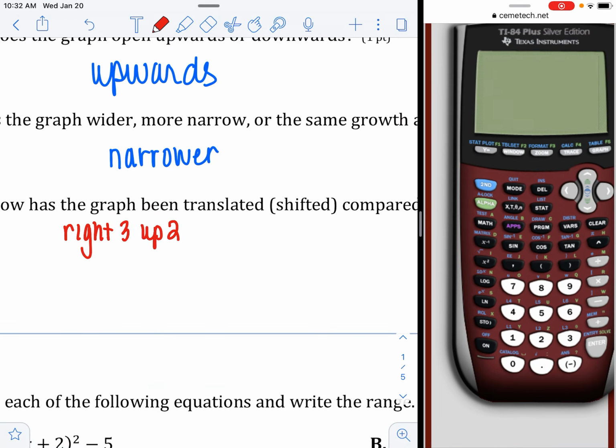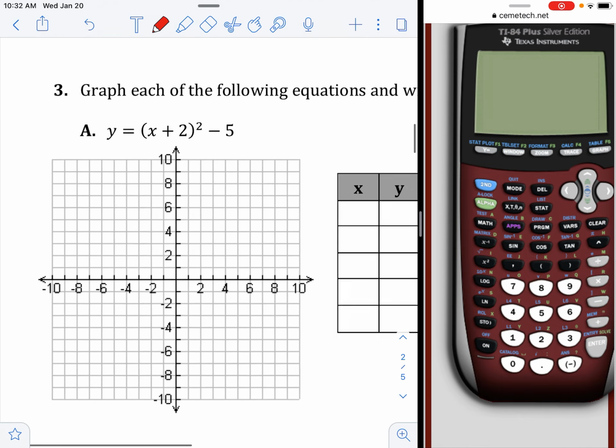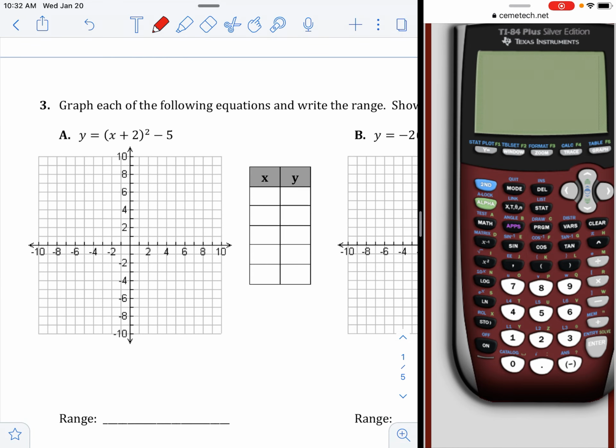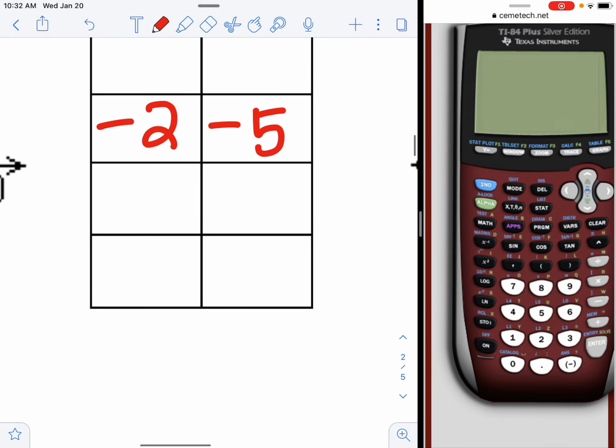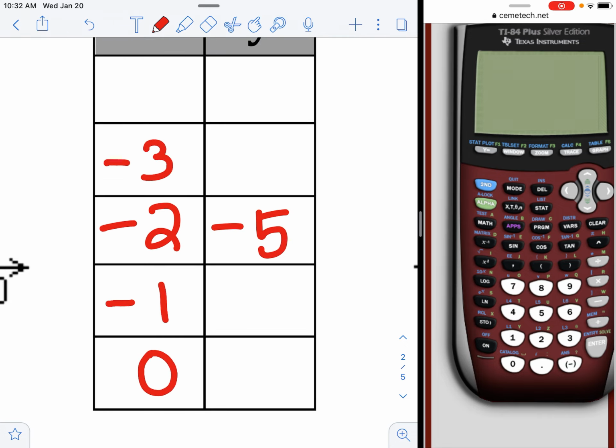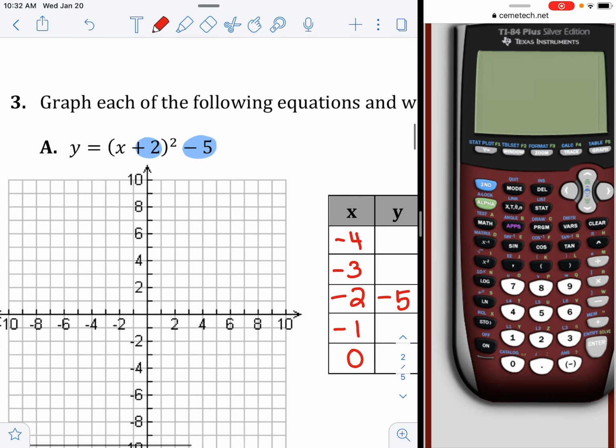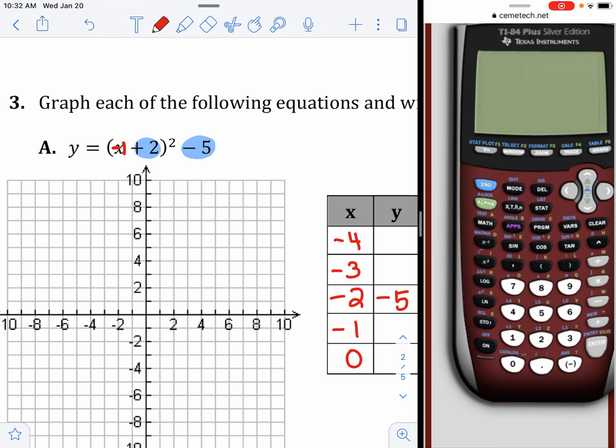All right, speaking of graphing, this next one is graph the following equation and write the range. So I need that vertex again. So once again, you look at this and this. You take the opposite of the first one, which is negative 2. Keep the second number the same, which is negative 5. Then I need 2 numbers higher than negative 2, negative 1 and 0, 2 lower, negative 3 and negative 4. I'm going to start by plugging in negative 1. So I'll plug in negative 1 right here.